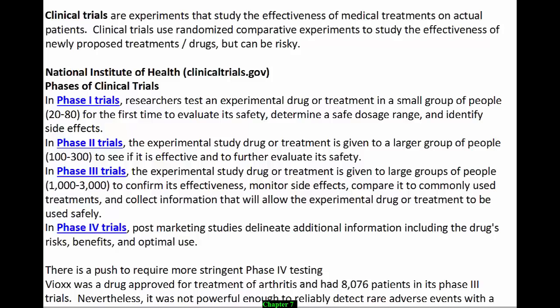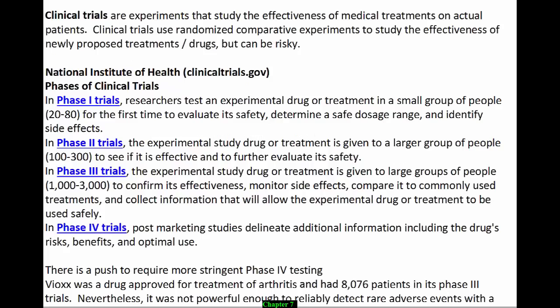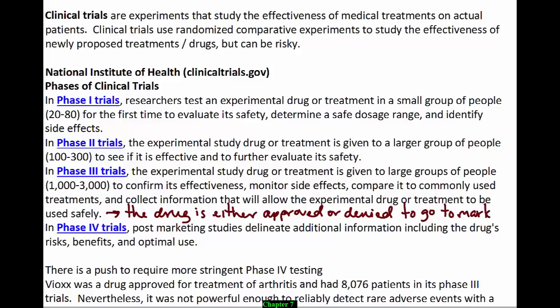After Phase 3, the drug is either approved or denied to go to market. If it goes to market, then you have a Phase 4 trial. Phase 4 trials are the post-marketing studies that delineate additional information including the drug's risks and benefits and optimal use.